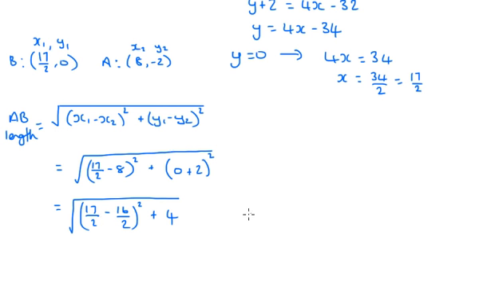17 over 2 minus 16 over 2 is just 1 over 2, so if we square 1 over 2 we're going to get a quarter. So this is a half squared, so we've got a quarter plus 4, but if I don't write it as 4, if I write it as 16 over 4, I can simplify the fraction and I will get the 17's come back. I'm going to get 17 over 4, which I can rewrite as root 17 over 2. So that's the length of A to B.